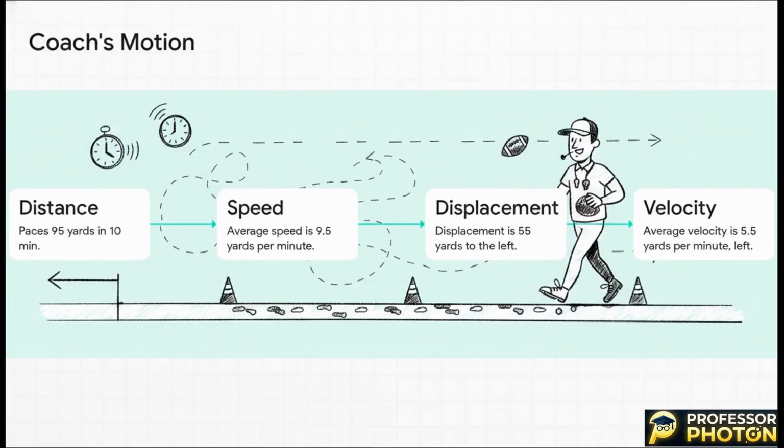Crazy, right? This football coach making U-turns on the sidelines is a perfect everyday example of why speed and velocity give us two completely different numbers. The coach is pacing back and forth, covering a total distance of 95 yards over 10 minutes. So his speed is 9.5 yards per minute. Simple enough. But because he kept turning around, his actual displacement from his starting spot is only 55 yards to the left. So his velocity is just 5.5 yards per minute to the left. See the difference?